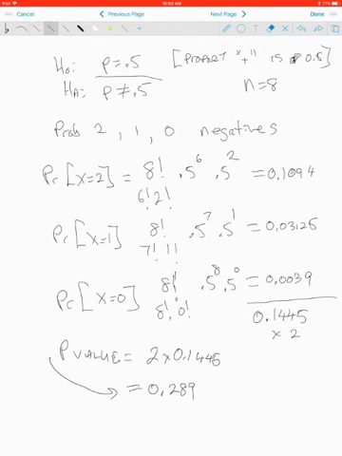This is the probability of getting a result as extreme or more extreme than the one we obtained. In other words, only 2 negative signs out of 8, 1 negative sign, or 0 negative signs, given that the proportion should be 0.5. So the p-value is quite high, right? It's a fair bit bigger than 0.05. So we don't reject the null hypothesis.